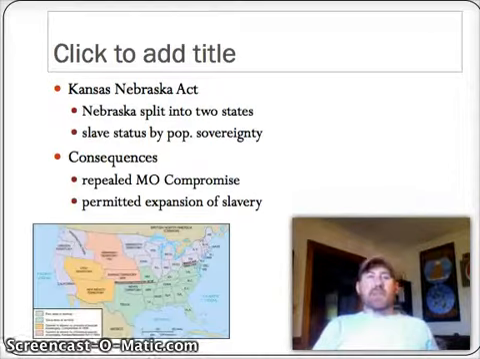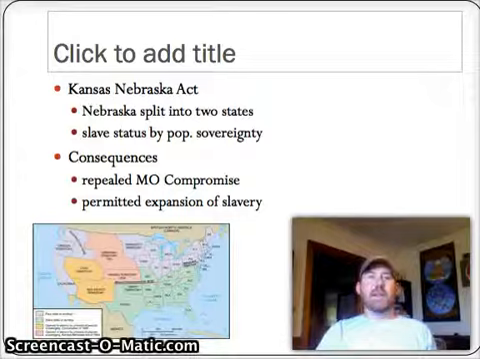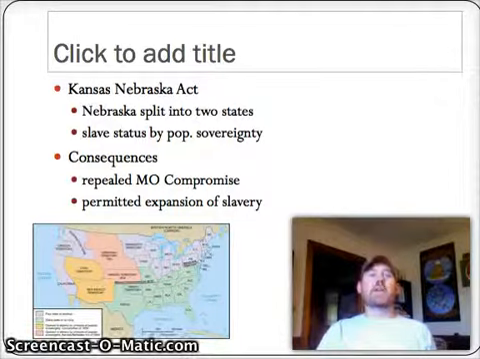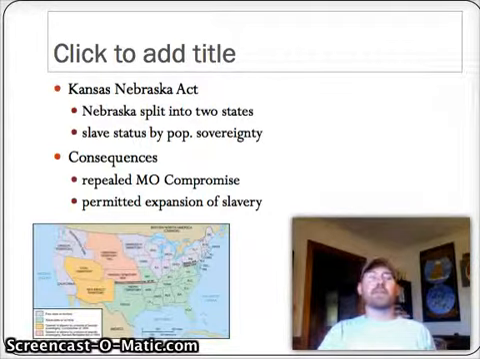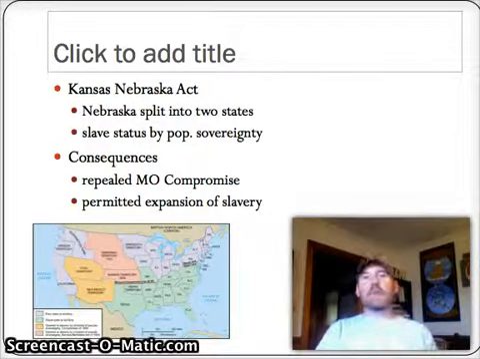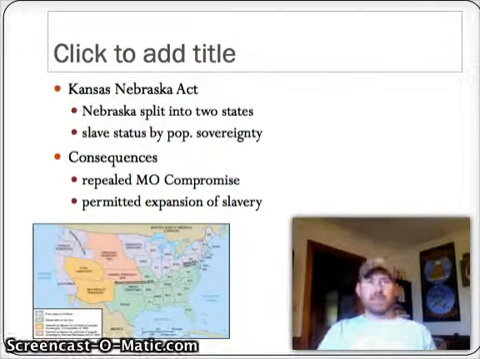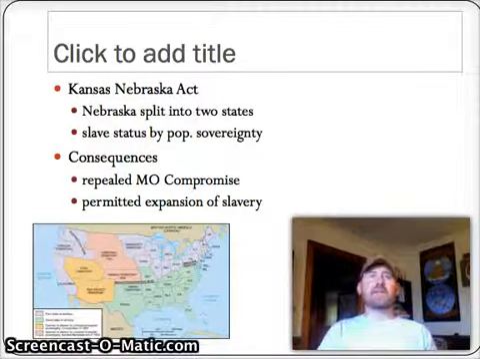So the test of popular sovereignty comes with the Kansas-Nebraska Act, in which the territory comes in and is applied in two states, Kansas and Nebraska. And the question comes up again: what is going to happen? Are these states going to be slaveholding or not? And what ends up happening out of this act, which is advocated by Stephen Douglas, who becomes Lincoln's opponent in the election of 1860, is what to do.